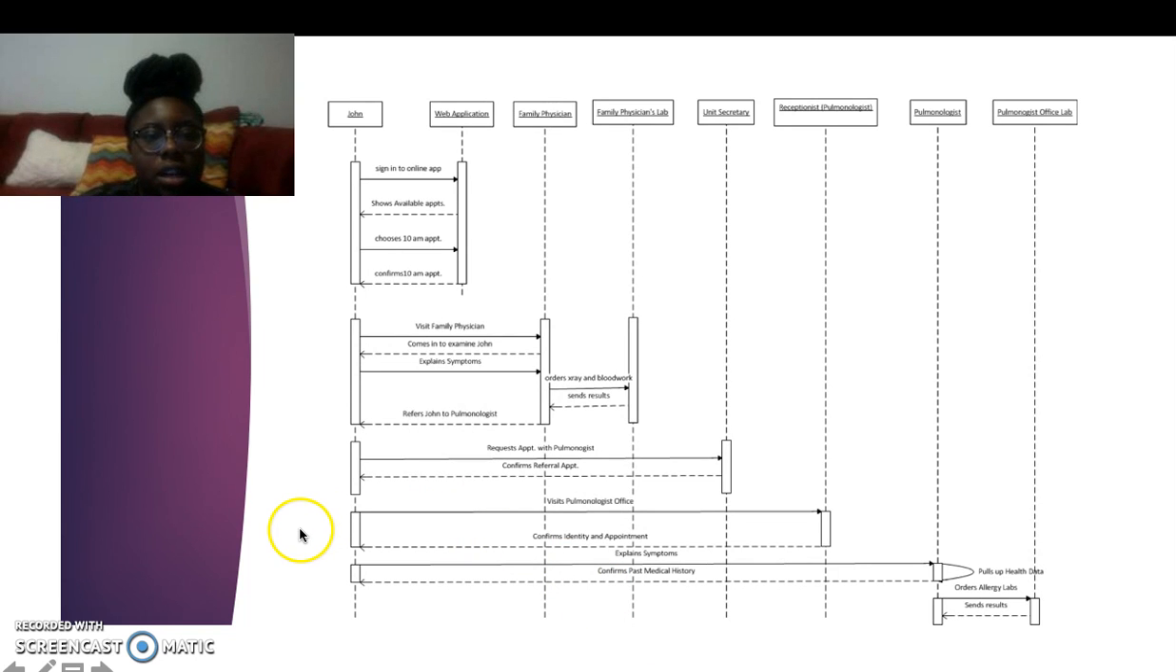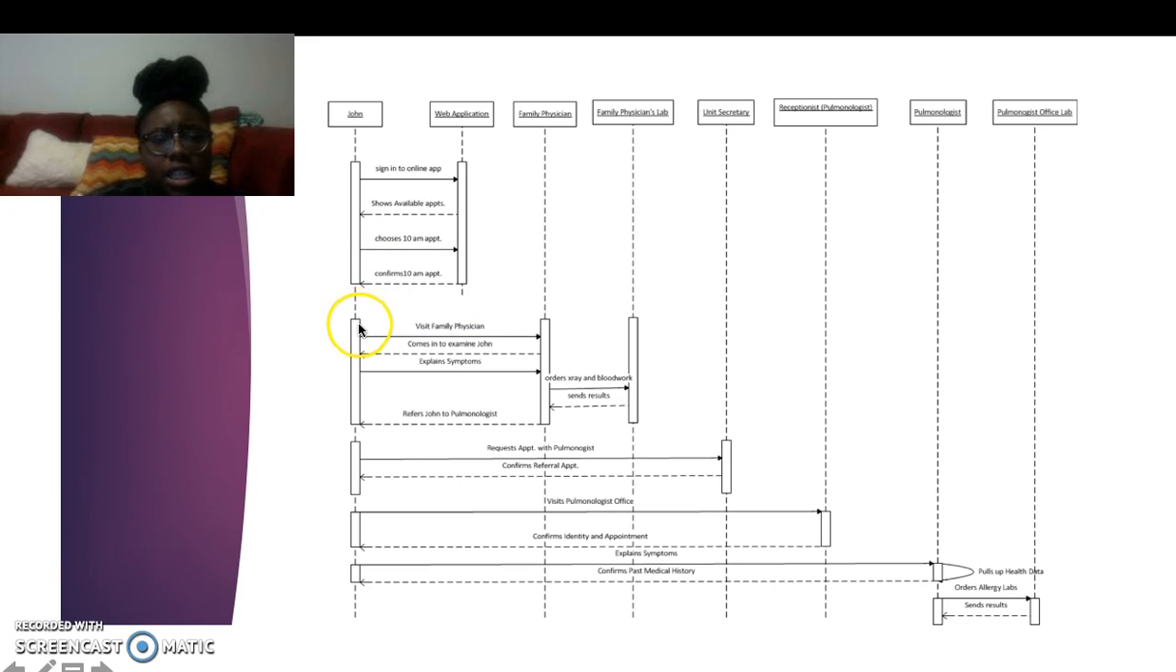So this next model is my sequence diagram, and it just diagrams how each person in more detail interacts with each other and in what sequence they interact with each other. So the first interaction is between John and the web app. He signs into the online app. The app then sends back all of the available appointments that the doctor's office has. John then chooses a 10 a.m. appointment on the app, and then the app sends John a confirmation for that appointment.